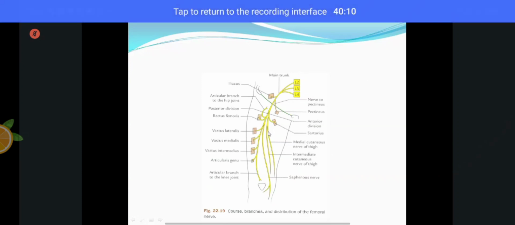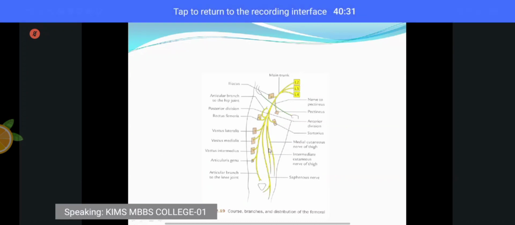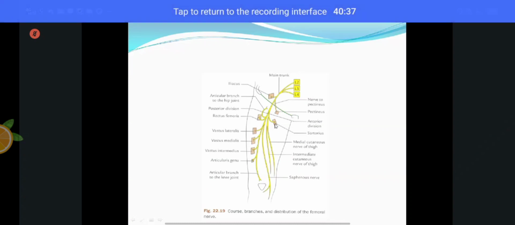Now, what are the branches of the anterior division and what are the branches of the posterior division? The branches of the anterior division: the first one is the sartorius muscle, and two cutaneous branches, the medial cutaneous nerve of the thigh and the intermediate cutaneous nerve of the thigh. So what are the three branches arising from the anterior division? The nerve to sartorius, which is a motor branch supplying the sartorius muscle, and then the medial cutaneous nerve of the thigh and the intermediate cutaneous nerve of the thigh. Right?